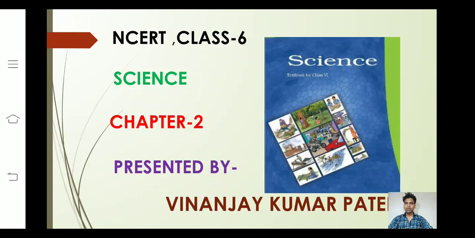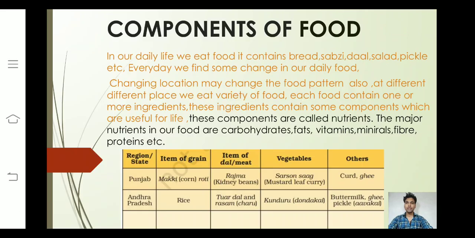Hello friends, today we will discuss chapter number 2 of NCERT class 6 science. The second chapter is components of food.